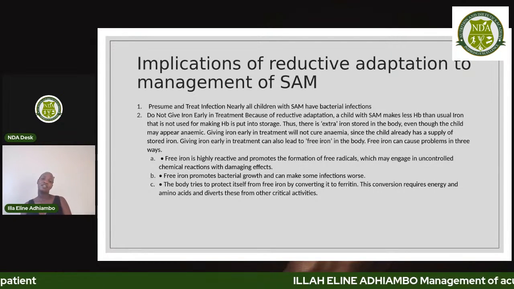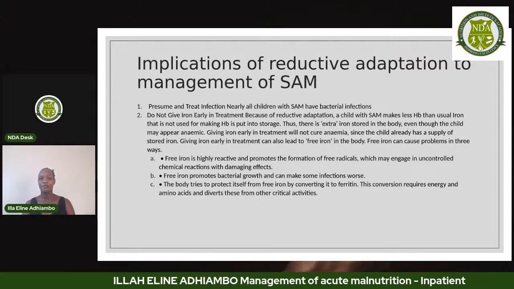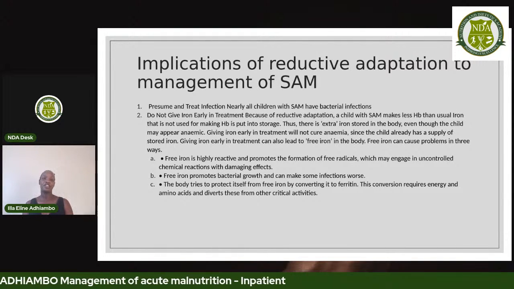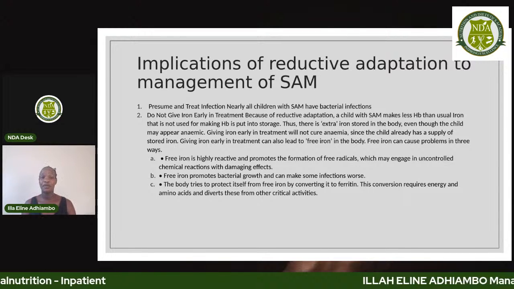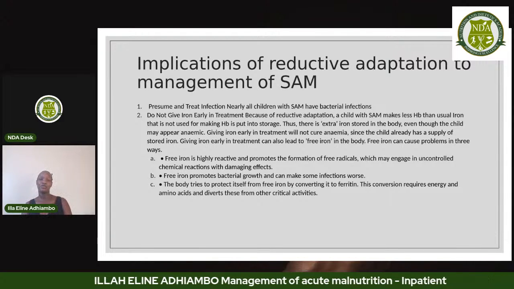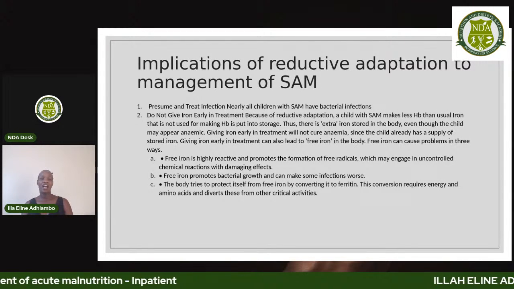So, what is the implication of reductive adaptation for SAM? You presume and treat infections. Nearly all, like I've said, nearly all children with SAM have bacterial infection. So you have to initiate treatment. You do not give iron, as I've mentioned, because of the reductive adaptation. A child with SAM makes less HB than usual.